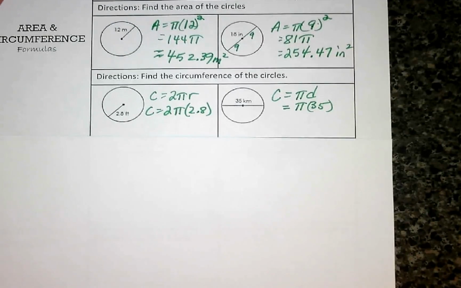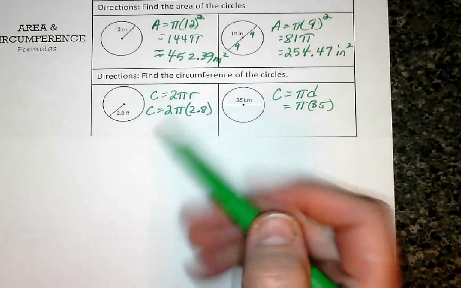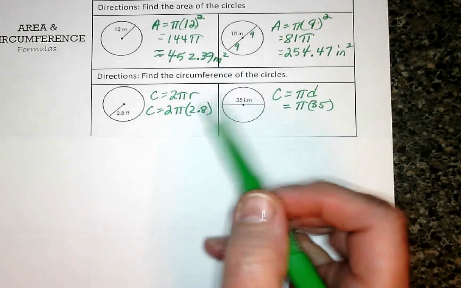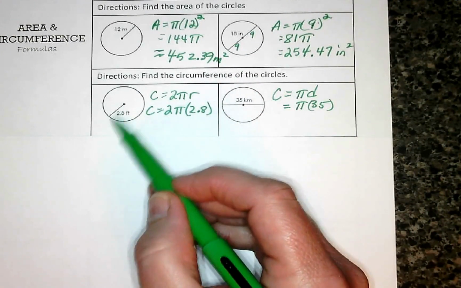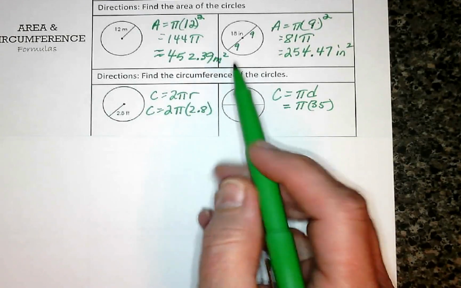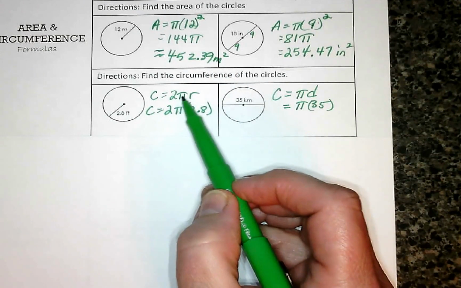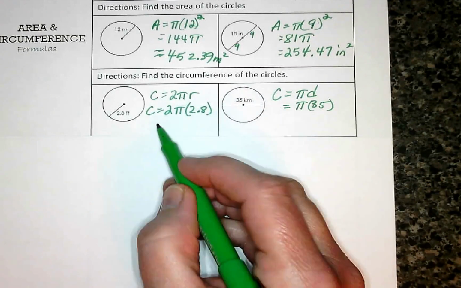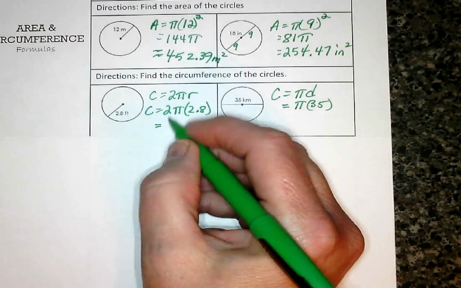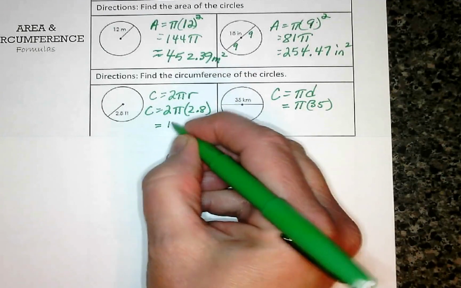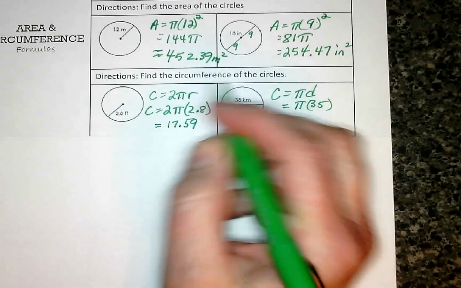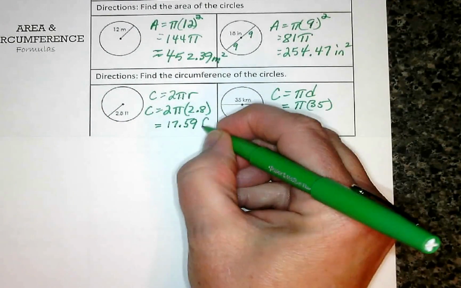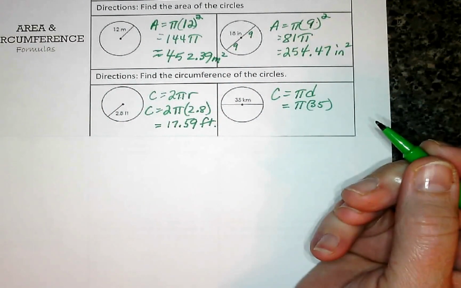The next two deal with circumference. Again, depending on which part we have on the picture will help us determine which formula we want to use. So in this case, I'm given the radius is 2.8. So when I take the formula 2 times pi times r, I'm going to get 2 times pi times 2.8. When I multiply those together, I'm going to get 17.59. This is circumference, which is just walking around the circle. So that's going to be just linear feet.